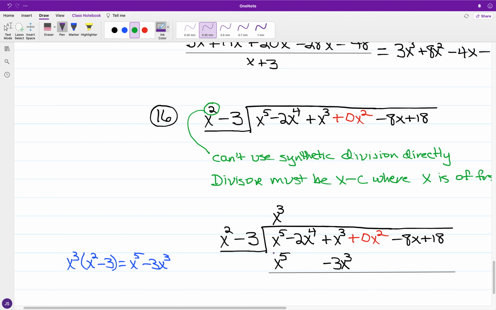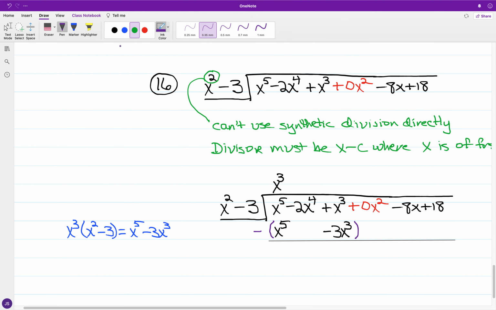Okay, so for the first phase, we have subtracting, so x to the 5th will go out, and there's nothing placed underneath negative 2x to the 4th, so I'm just going to bring this one on down. And then we have x cubed minus negative 3x cubed, so this will be x cubed plus 3x cubed. So we have 4x cubed. And just following through with the rest of the dividend terms that have not yet been touched.